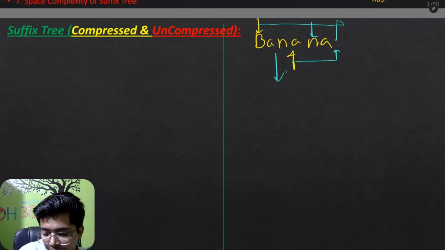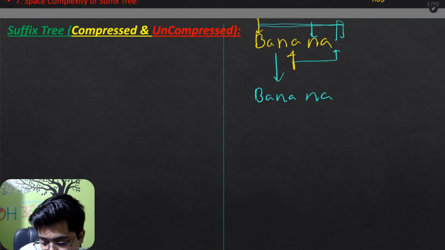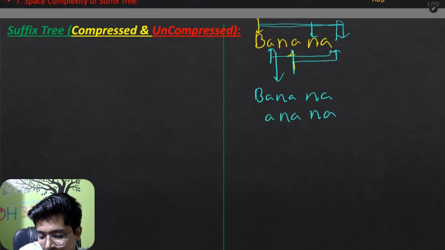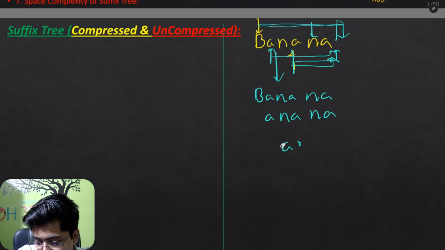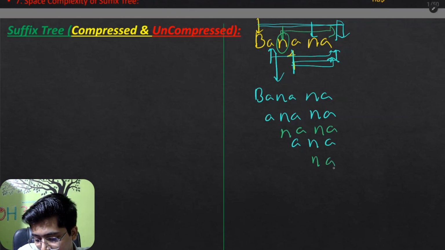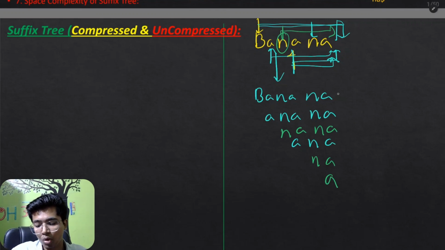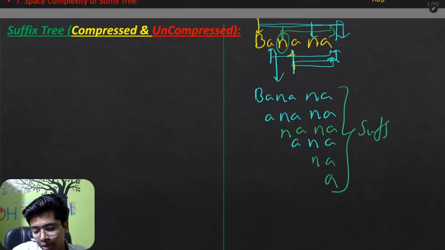So the suffixes of this word can be banana, because we started from the beginning and came up to the end. If we start from A, we come up to the end: anana. Starting from the next N: nana. Starting from A again: ana. Then na, and then a. So these are all suffixes of the word banana.